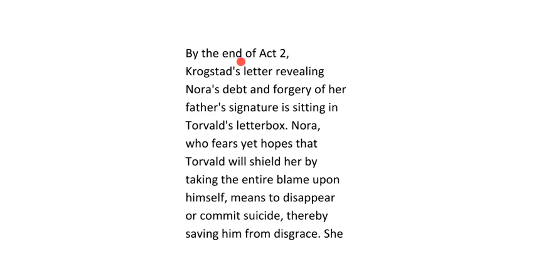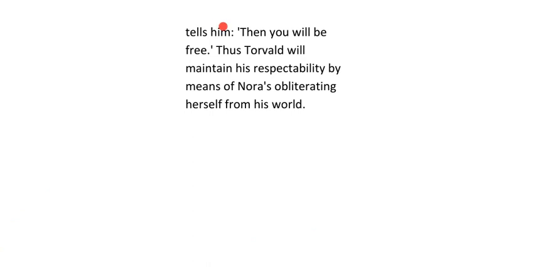By the end of Act 2, Krogstad's letter revealing Nora's debt and forgery of her father's signature is sitting in Torvald's letterbox. Nora, who fears yet hopes that Torvald will take the entire blame upon himself, means to disappear or commit suicide, thereby saving him from disgrace. She tells him, "then you'll be free." Thus Torvald will maintain his respectability by means of Nora obliterating herself from this world.